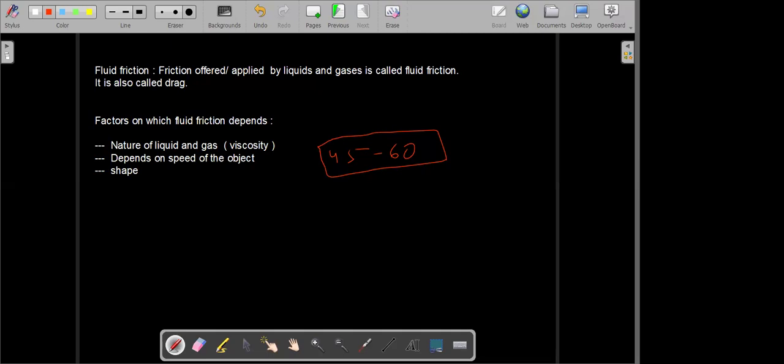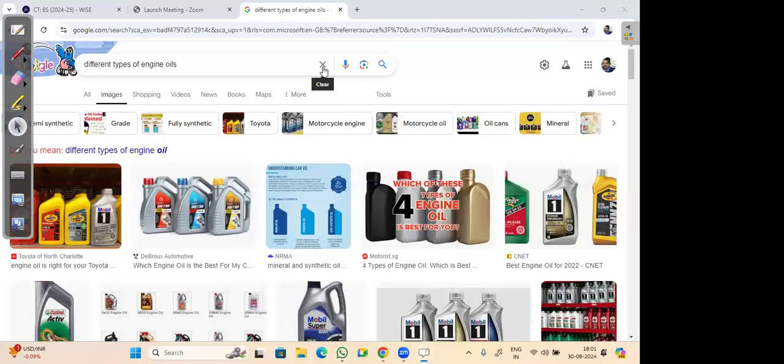Understood? So the next factor is the shape. If you observe, the shape of the vehicle is designed to be aerodynamic. That means a shape which will let the air pass through it easily and decrease the friction offered by air. So let us try to see the shape of the maglev train or the bullet train.